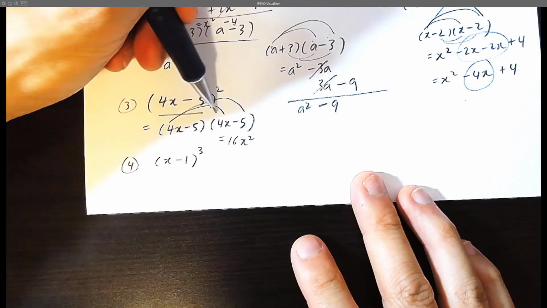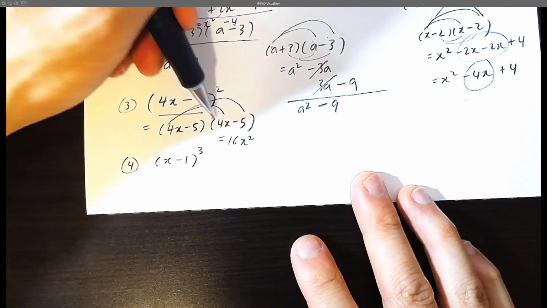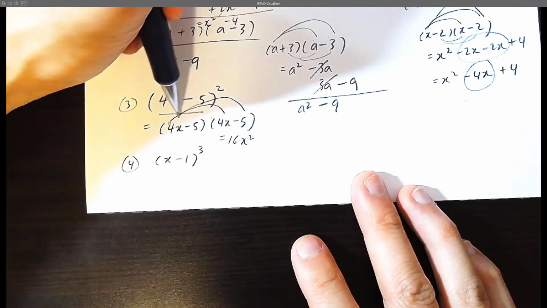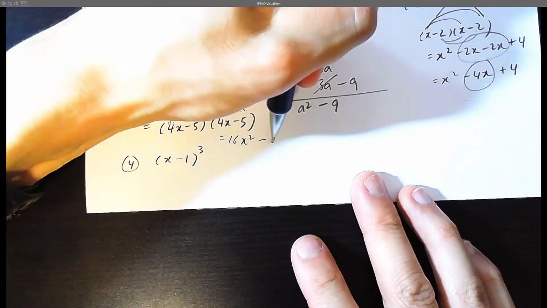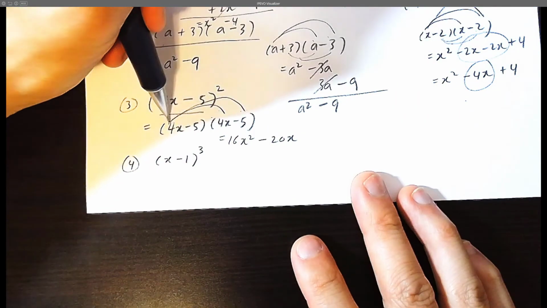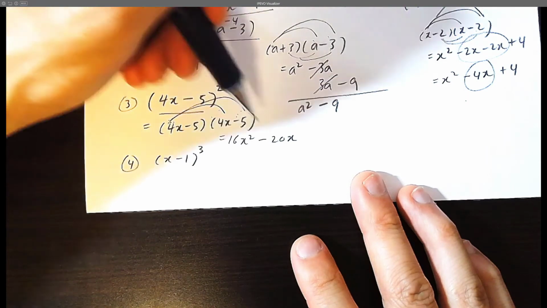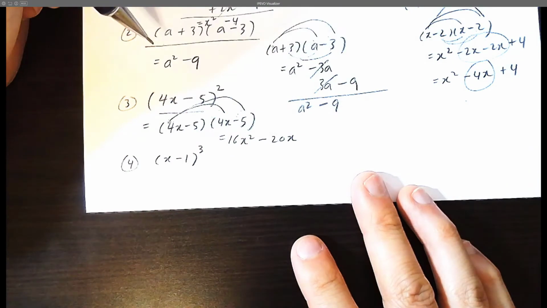You multiply the coefficients first. 4 times 4 is 16. X times x is x squared. And when you feed the cat, 4x times negative 5 is going to be negative 20x. Again, you multiply the coefficients. 4 times negative 5 is negative 20, and the x remains there.